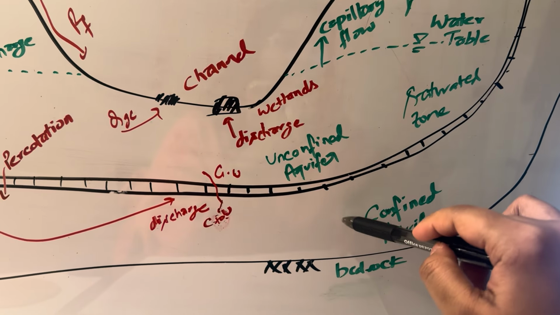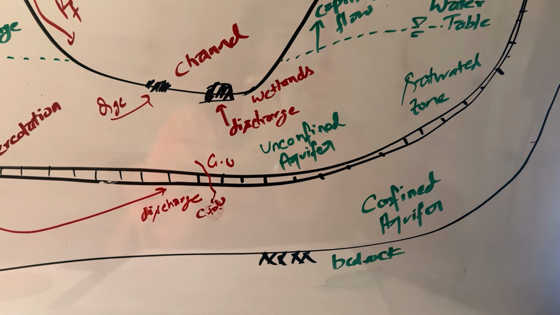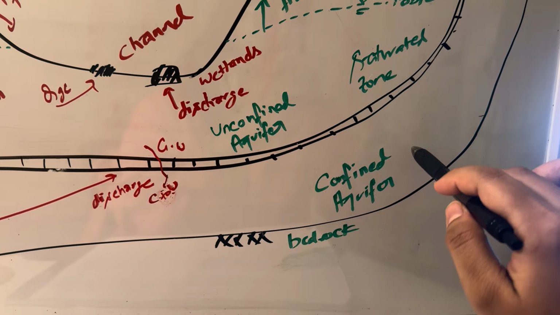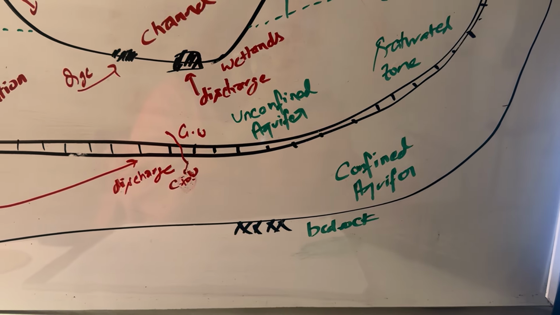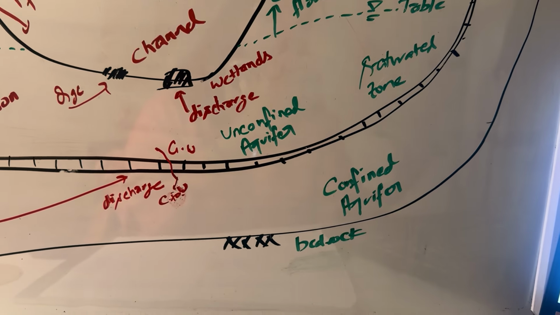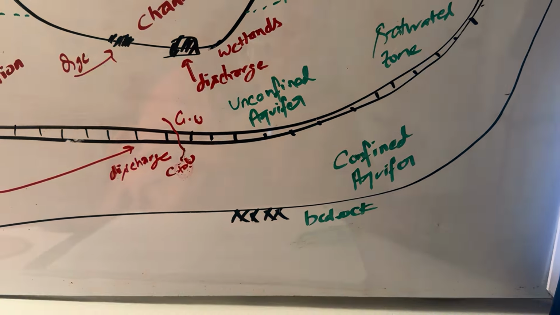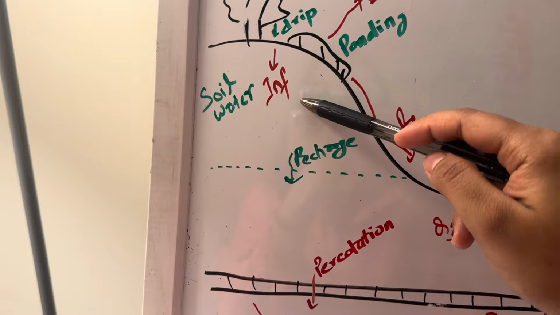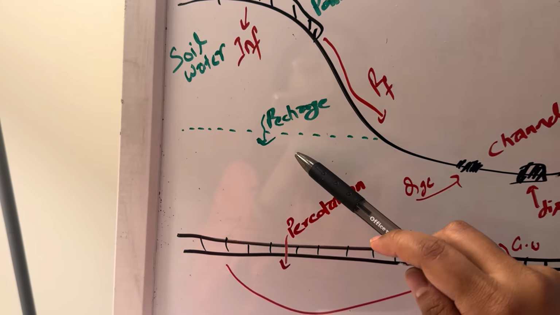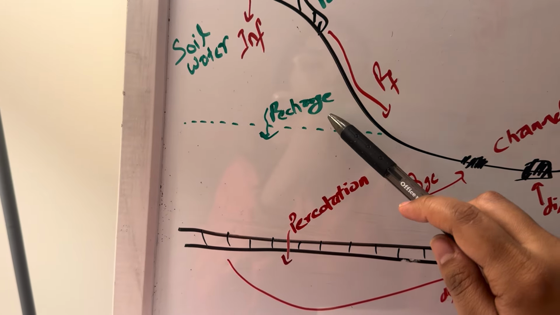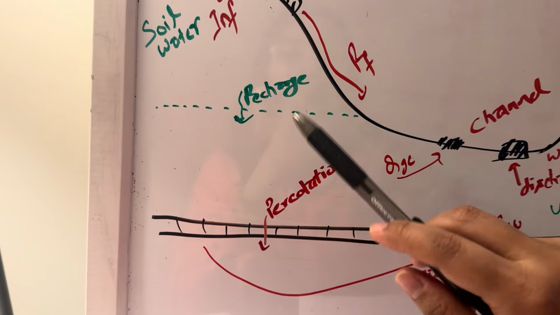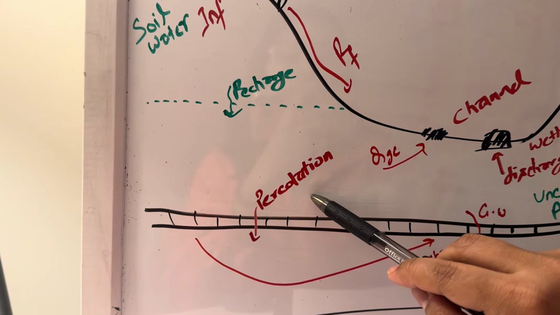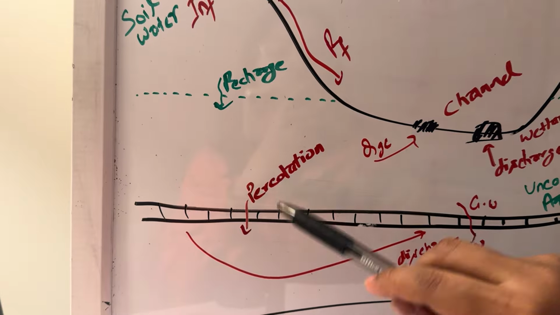The unconfined aquifer is the area below the water table and above the aquitard, and the confined aquifer is the area between the two impervious layers. Here water is under pressure, so when we drill, the water level may rise above the aquifer top and can also form an artesian well. Infiltration is the water that goes from the ground surface to below the ground surface, recharge is the water that goes down from the unsaturated zone to the saturated zone, and percolation is the amount of water that goes from the unconfined aquifer to the confined aquifer.